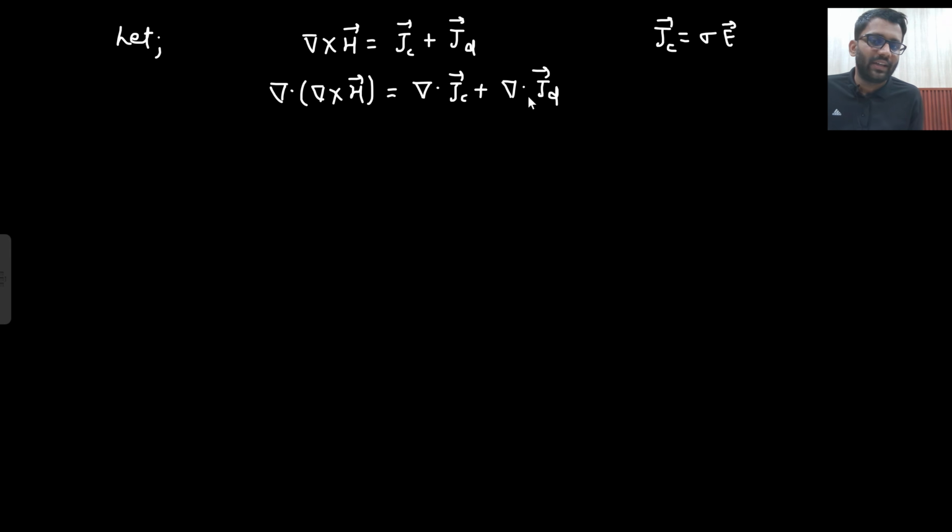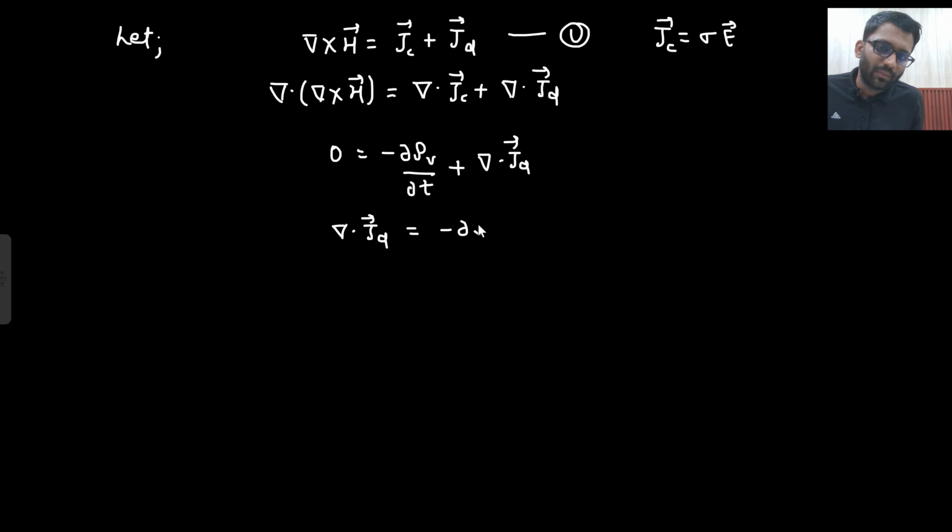Now del dot del cross H, del dot JC, del dot JD. This will be 0, and this is equal to minus dou rho V by dou T. So what you get from here, calling it equation 1, is del dot JD is equal to minus dou rho V by dou T. But this is not what you require. You require the value of JD, not del dot JD. So what can you do? Do you remember Gauss law? So what is your rho V? Del dot D.